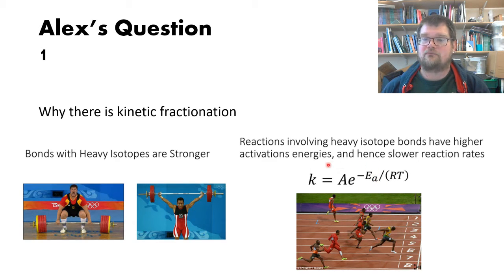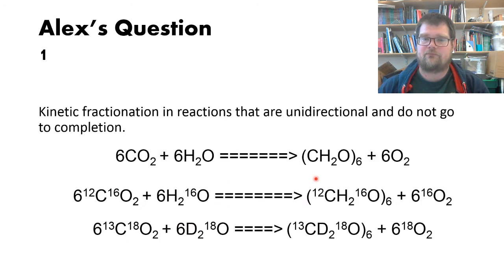So it means that the reaction rate will be slower if you have heavier isotopes, if you have a higher activation energy, and that's really key. So we go on to move towards some examples to help explain this a little bit better. This is an example of a reaction, and this is a really key point: this is a reaction that only goes one direction. This is photosynthesis, so there's no back reaction to photosynthesis, and quite often this reaction doesn't go to completion, so we don't use all of the CO2 in the atmosphere to form all of the organic matter.